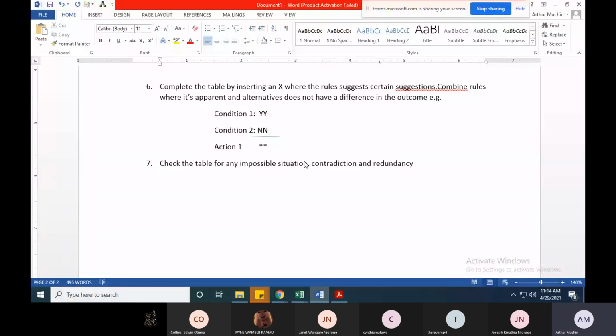Then after that, still on the same point, you can rearrange the conditions and entries or even rules, if this makes the decision table more understandable.